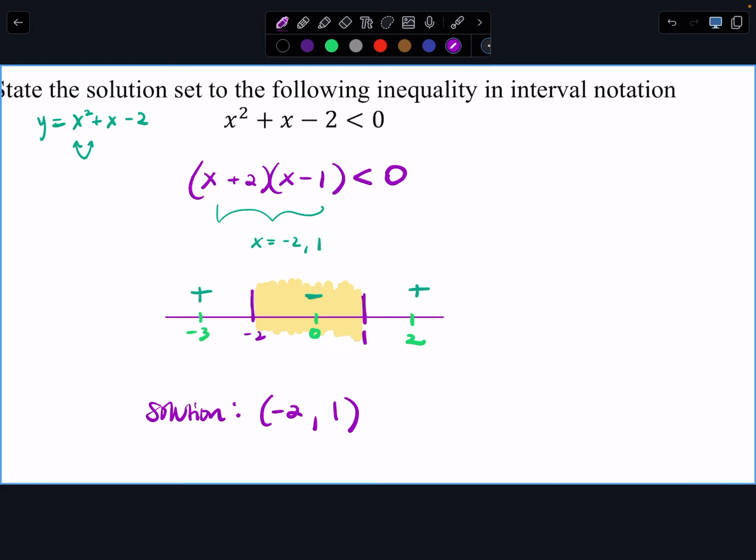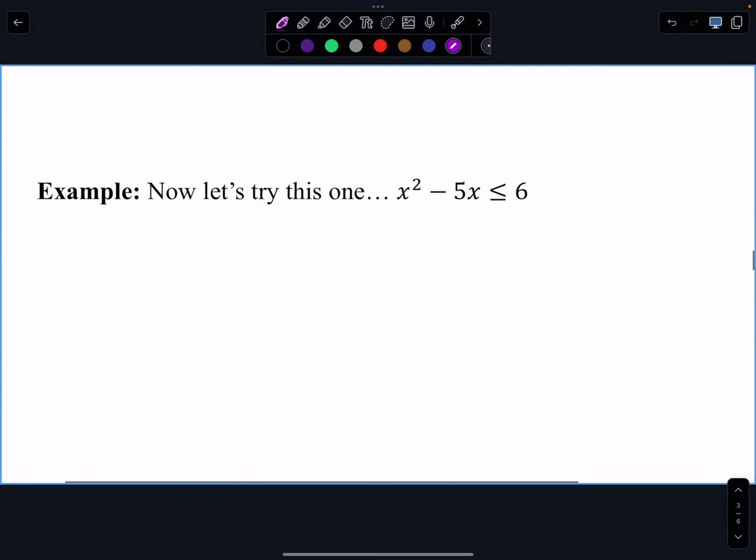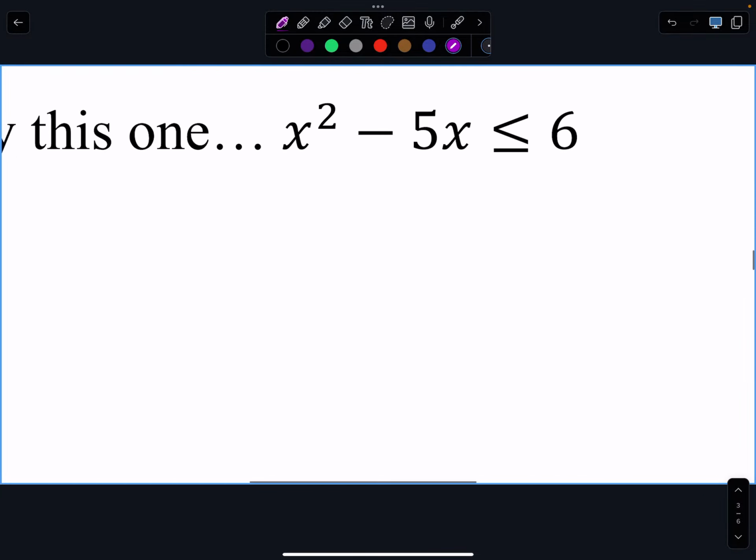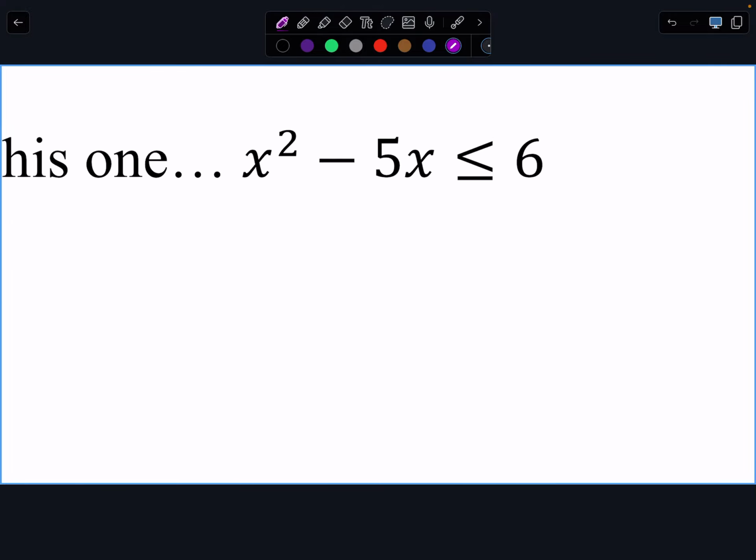Are you okay with that? Let's do another one. These ones are tricky. This is something I always would review in pre-calc honors, because I definitely always struggled with that. Okay.